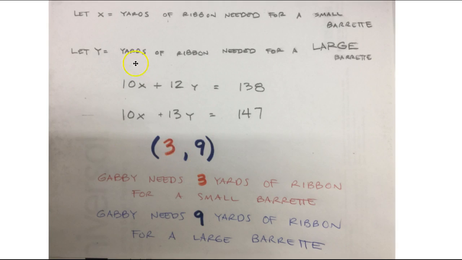What that means is, since we said x is the yards of ribbon needed for a small barrette, and the x coordinate of our solution is 3, it means she needs 3 yards of ribbon for a small barrette. Since 9 is the y coordinate of our answer, and y was the yards of ribbon needed for a large barrette, then 9 is the number of yards of ribbon she needs for a large barrette.